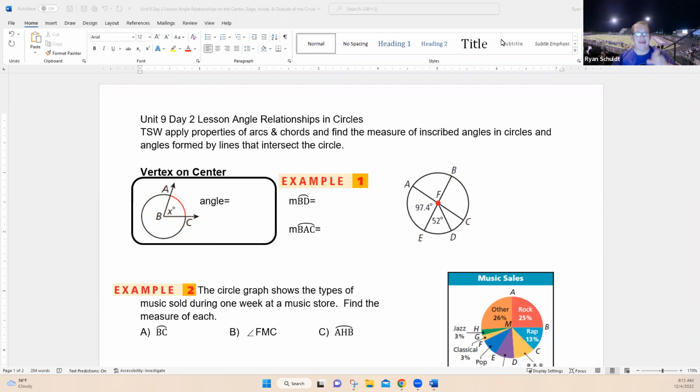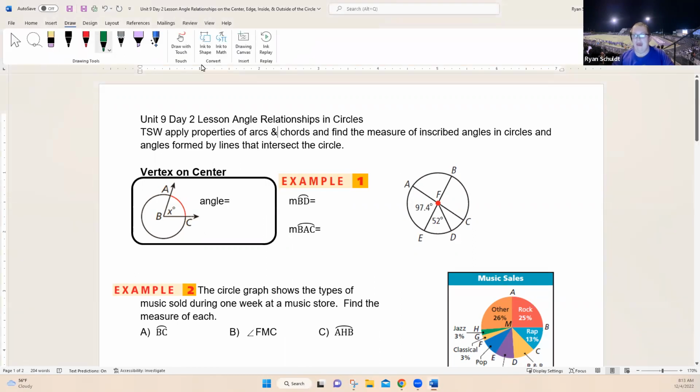So the first thing that's really an angle relationship, but we already learned about it yesterday, is when an angle has a vertex that's in the center of the circle. But this just goes back to what we did yesterday. So looking at our circle, we're going to do like we did yesterday. We're going to get everything we can possibly get, and then look at what it's asking us for.